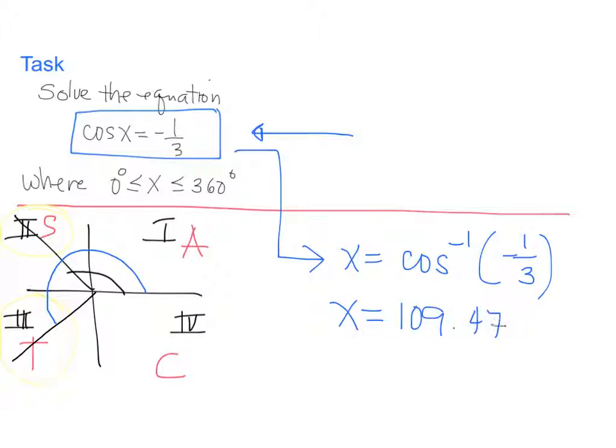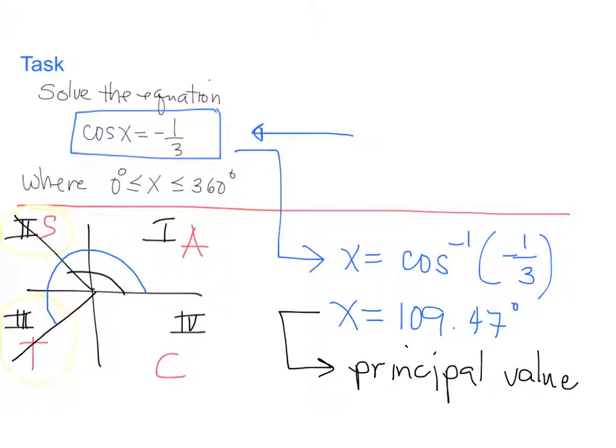There's actually a name for this. The value of the angle that you will get from your calculator is what we call the principal value. This is the principal value. It's the main value. So this value will guide us in finding the other angle. Okay? Now what we want is the one in the third quadrant.